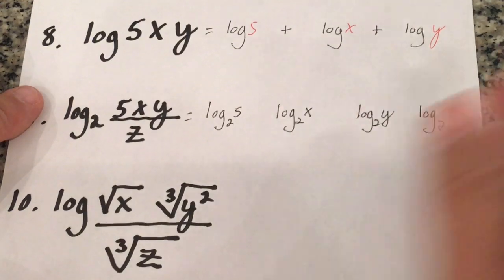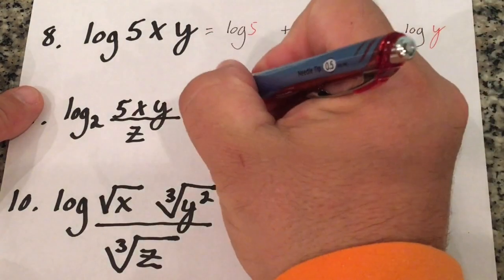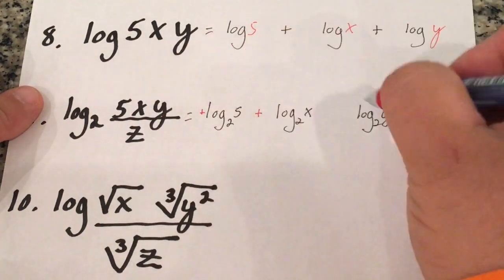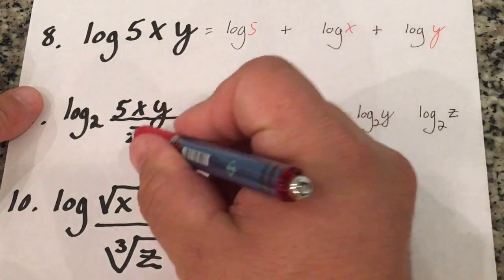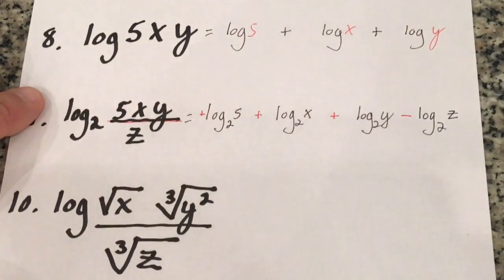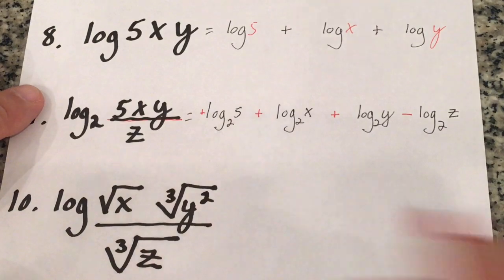5xyz. Notice the 5 is on the top, so I can technically put a plus sign because I'm multiplying that. X is on the top, that gets a plus sign. Y is on top, so that gets a plus sign. And the z, notice the z is on bottom, so logarithms change division down to a subtraction. And that's your final answer. However, you don't need the plus sign.